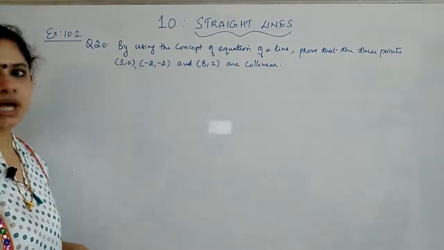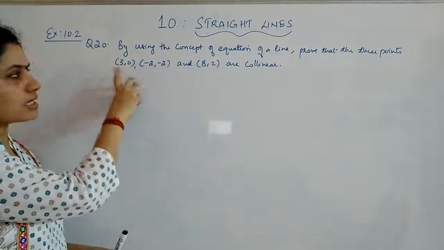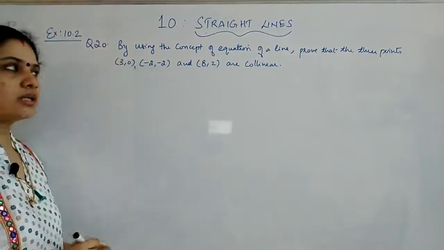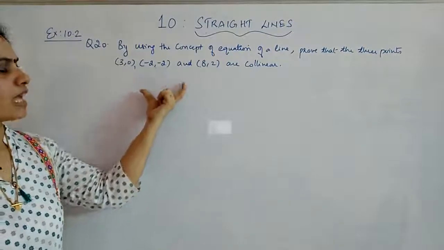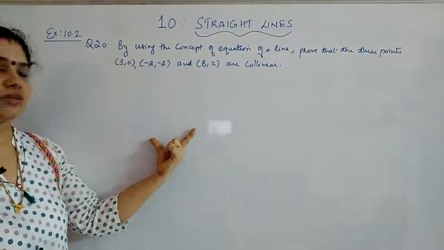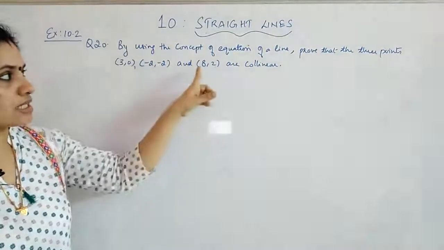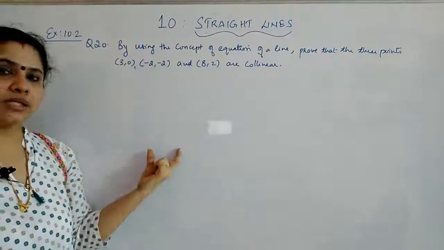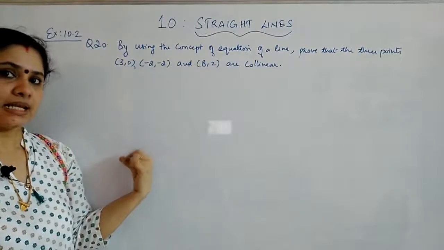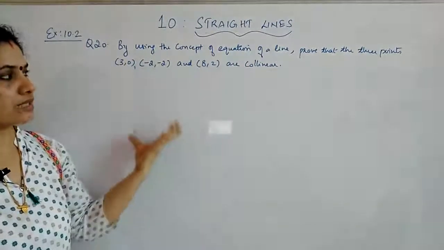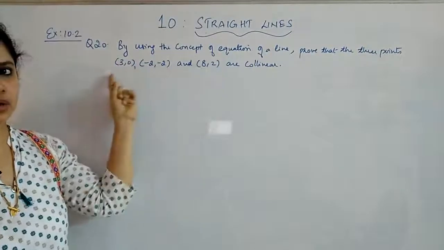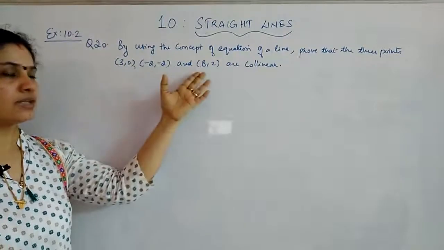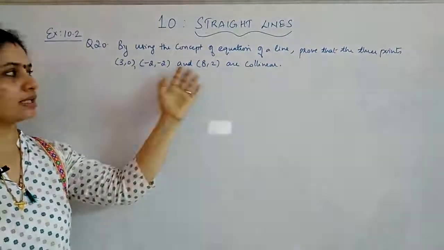So for that, we will take any 2 points, suppose the first 2 points as (x1, y1) and (x2, y2), and use the 2-point form equation. After getting that equation in terms of x and y, we will substitute the third point in the equation. If the equation is satisfied, that is LHS equal to RHS, you can say that this point also lies on the line containing these 2 points. That means if it is satisfied, the 3 points are collinear, otherwise not.